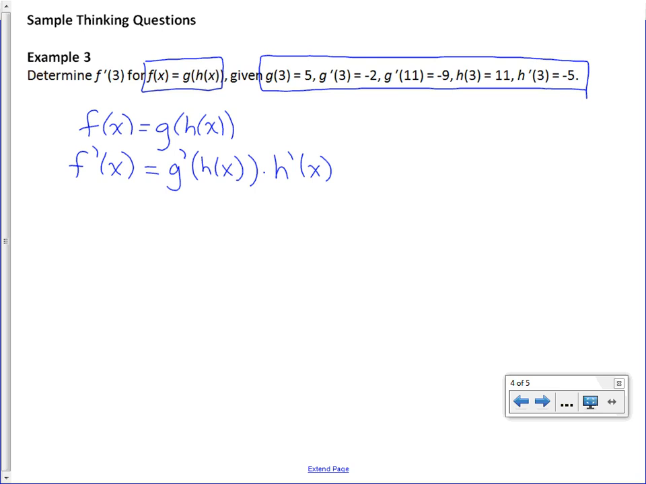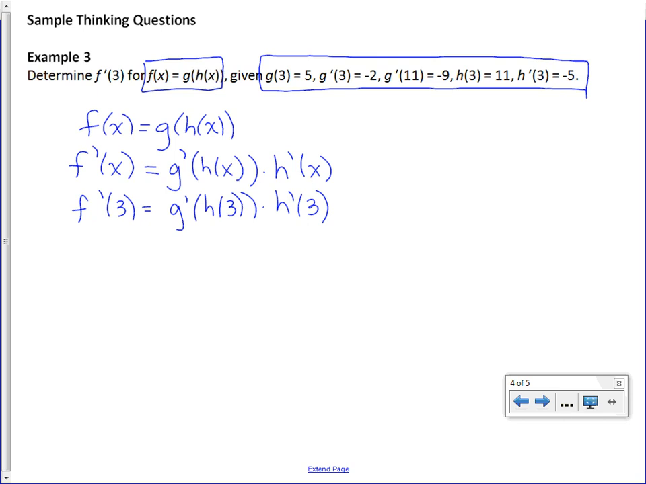Okay, this is going to be pretty cool, guys. So I need f prime at 3. So first, let's do baby steps. If I want f prime at 3, everywhere there's an x, I need to put in a 3. Let's do that. G prime at h at 3 times h prime at 3.